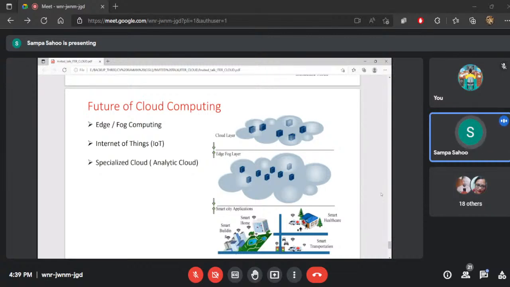But tasks that require large processing or large storage space will still be sent to the cloud for computation. Similarly, nowadays cloud is being designed for performing specific tasks. Like if it is used for data analytics, then that cloud is termed as analytic cloud. If you have designed the cloud infrastructure for the database, then it can be your database cloud, like that.